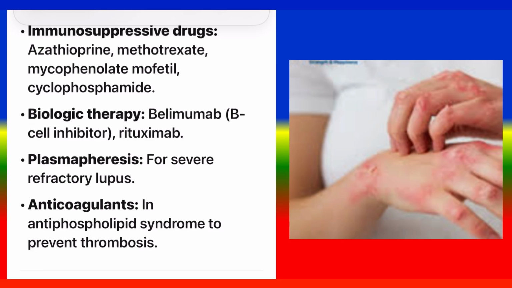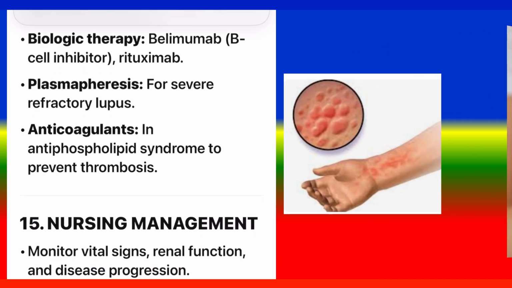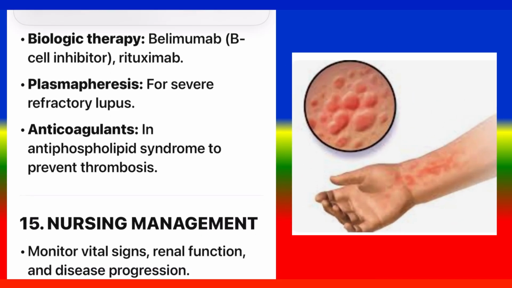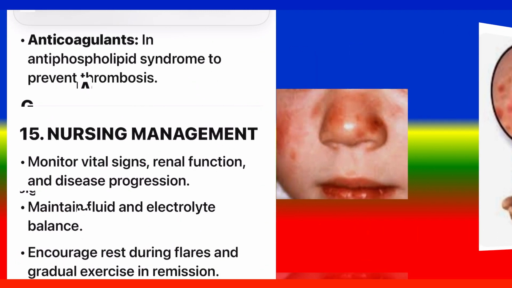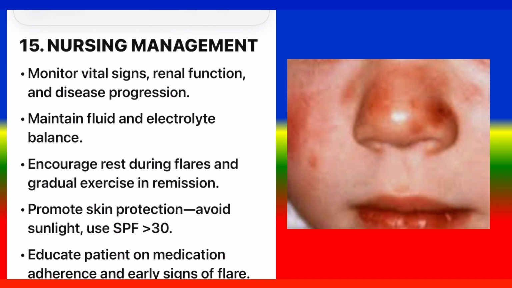Biologic therapy: belimumab, B-cell inhibitor, rituximab. Plasmapheresis for severe refractory lupus. Anticoagulants in antiphospholipid syndrome to prevent thrombosis. 15. Nursing management. Monitor vital signs, renal function, and disease progression.